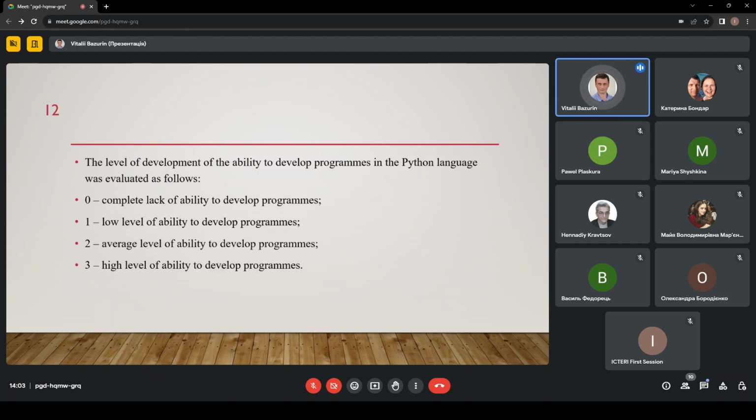The level of development of the ability to develop programs in the Python language was evaluated as follows. 0, complete lack of ability to develop programs. 1, low level of ability to develop programs. 2, average level of ability to develop programs. And 3, high level of ability to develop programs.